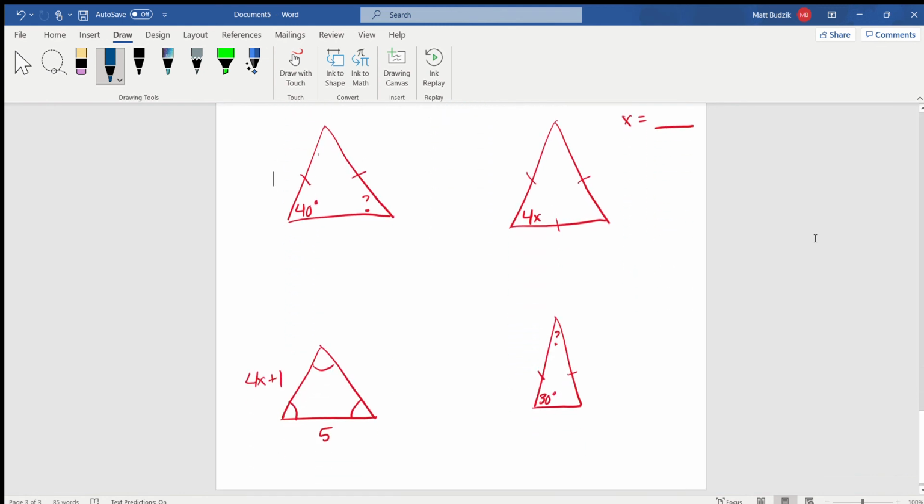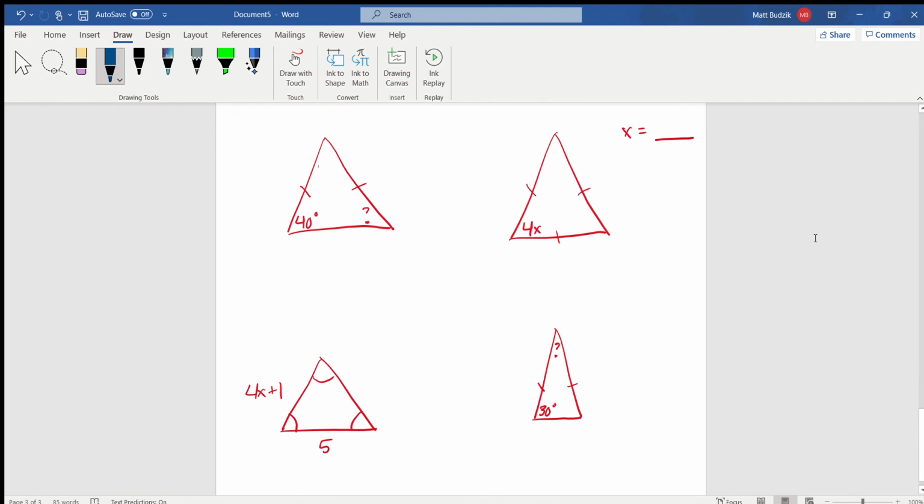So first one. I'm given that this angle here is 40 degrees. And so I want to know, what's this angle? Well, this 40 degree angle is opposite this side, which happens to be congruent to that side. So we know that the angles are congruent. This is a 40 degree angle, boom.